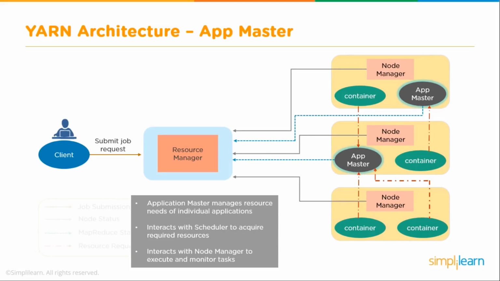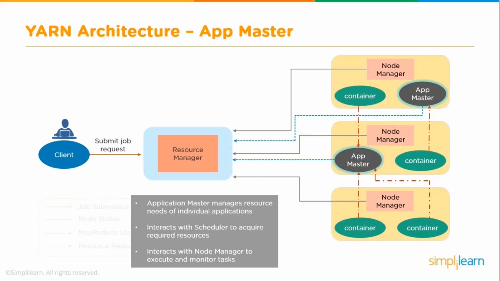So your application master manages resources needed for individual applications. It internally also interacts with scheduler to acquire the resources based on the policies which are set, based on what kind of scheduler you are using, and then it interacts with node manager to execute the application task within the container. Now your application could be a Spark application which would be running within the container, right? And in case of Spark, which we can learn later, there would be an executor process which takes care of your Spark application, which is broken down into tasks, and those tasks will run within the container.